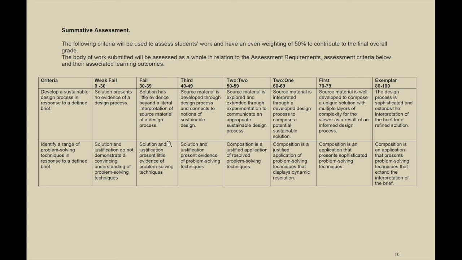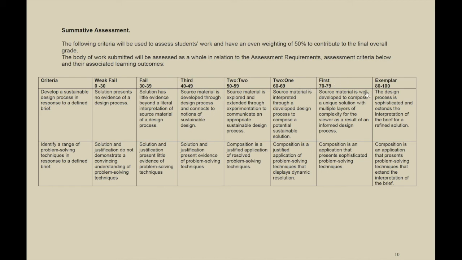So this is really important here, that we're looking at evidence of learning to move beyond, I looked at a tree, so I designed a tree. Okay, let's take a look at a third. The source material is developed through design process and connects notions of sustainable design. So important to see here that you're exploring sustainable design and that you've moved beyond a literal interpretation and that you have evidence that in your sketchbook. So we can see why your sketchbook is so important.